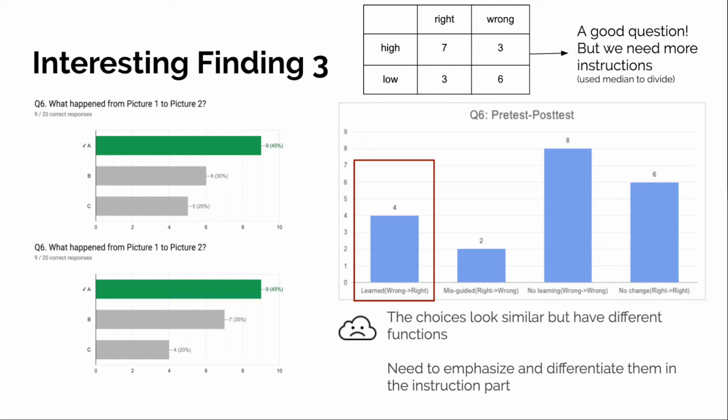So we can find from the table on the top that students of higher scores got more right and students of lower scores got more wrong. So I do think it is a good question, but we need more instructions in this part.